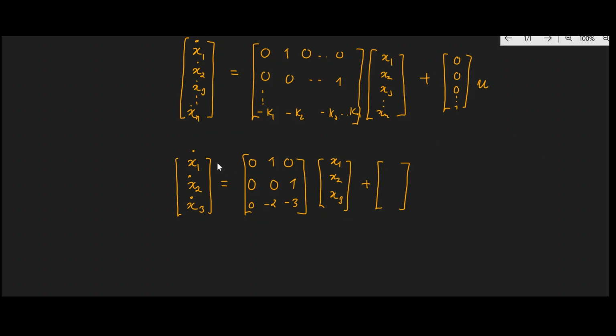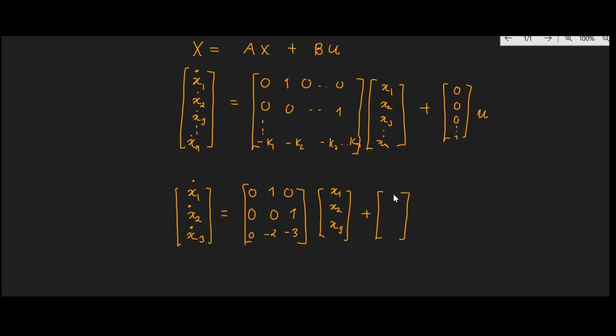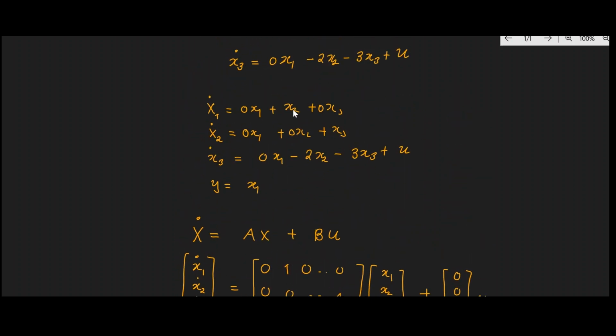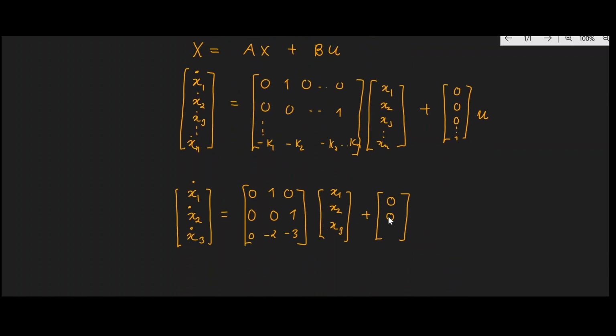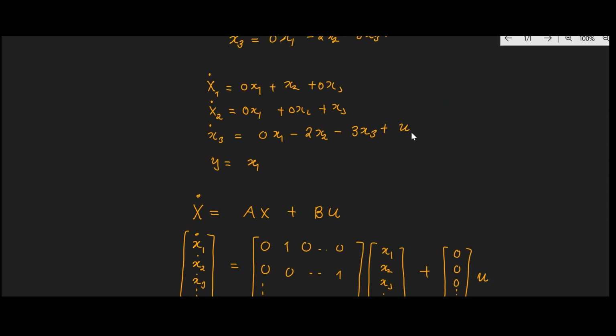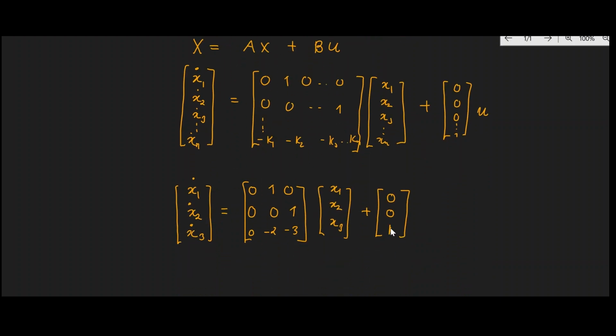As you can see, x1 dot is independent of u. X1 dot doesn't have u, there's no u attached to it. So this position will be 0. Similarly, x2 dot is also independent of the input, so we put 0 there. But x3 dot is dependent on the input, isn't it? So what's the coefficient of the input? Simply equal to 1. So put a 1 here and then multiply this by u. Then this is what you call the state equation.